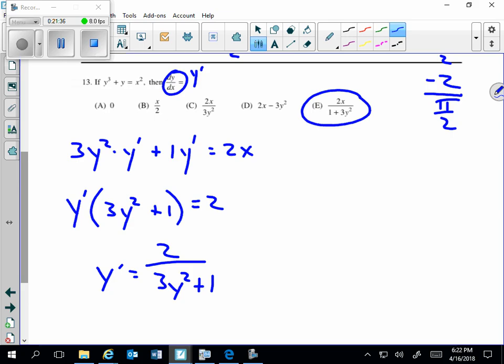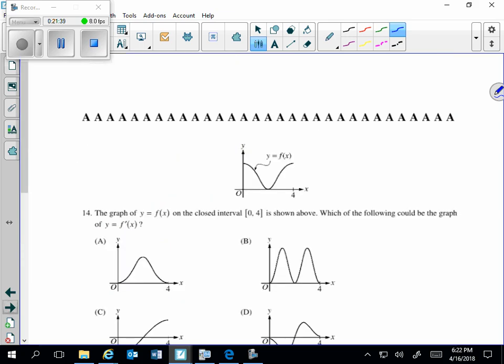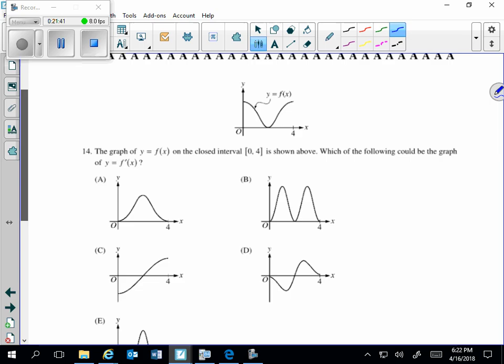Implicit differentiation. 14. So there's my graph of 14. My graph of y in question 14. It's a closed interval. Which of the following could be a graph of the derivative? There's my graph of f. Make sure you take a second and double check what function am I given. This is f. I want the derivative. Seems pretty straightforward. I know my derivative is going to be 0 here, my derivative will be 0 here, and my derivative will be 0 here. So where do I have a graph that has a derivative of 0 at all three of those places?